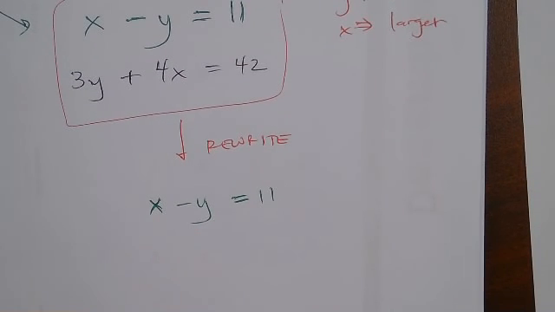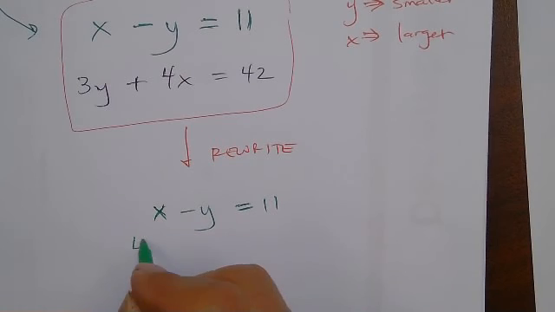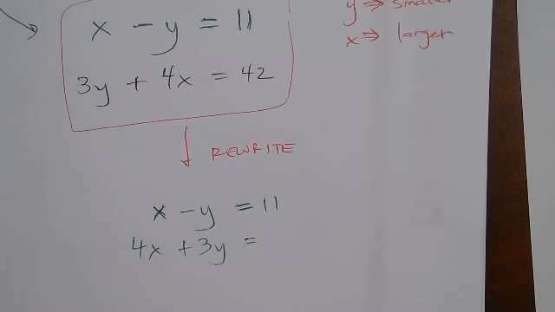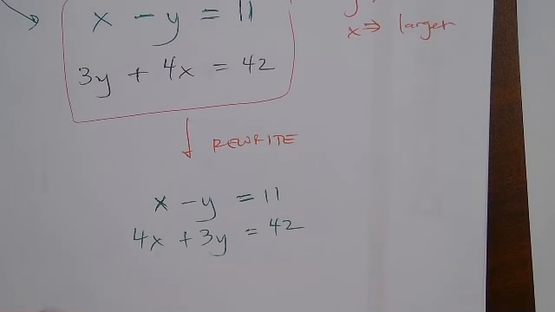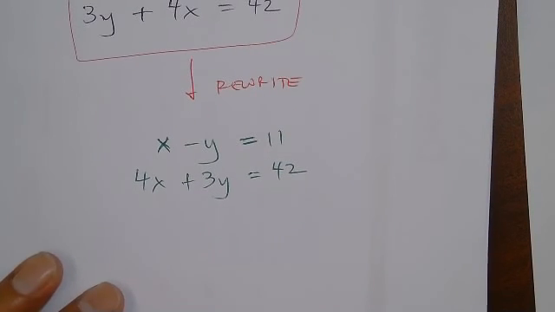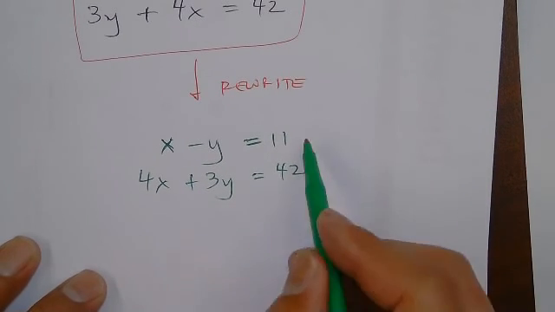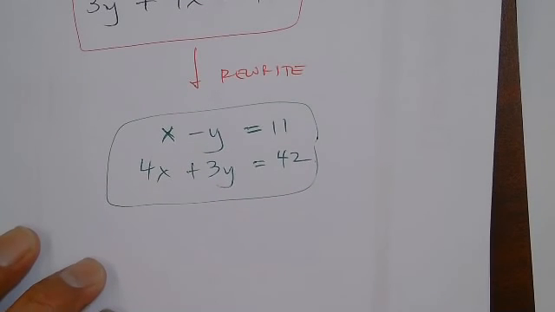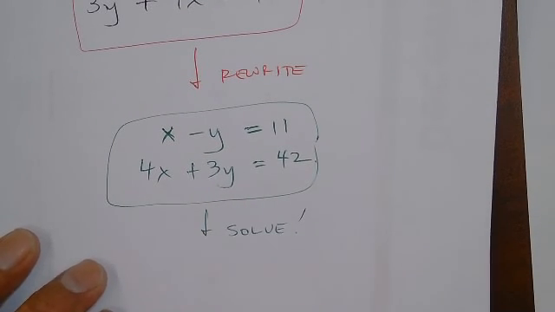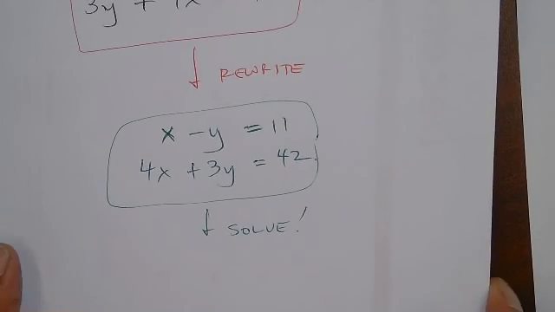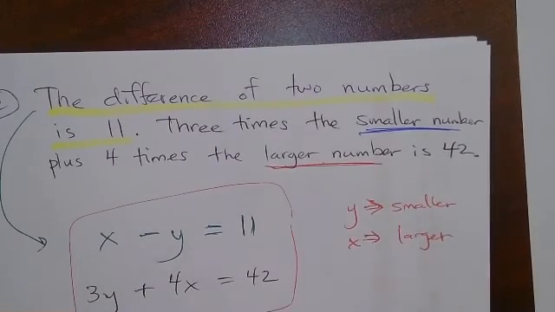Okay, x minus y is equal to 11. This is already good. What's that one going to be? 4x plus 3y is equal to 42. Is that ready to solve? It's ready to solve, but you got to finish it up. Now it's in standard form, and you can solve it and get the 2 answers. That's a second type of problem, you'll see.